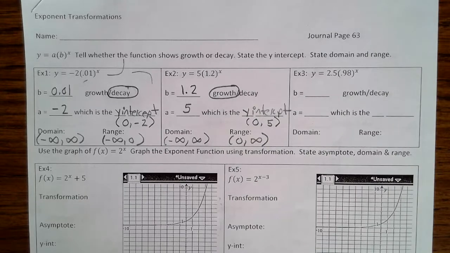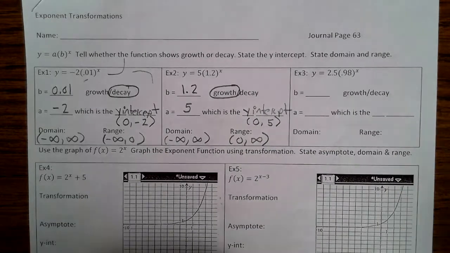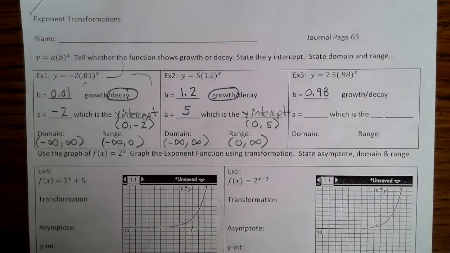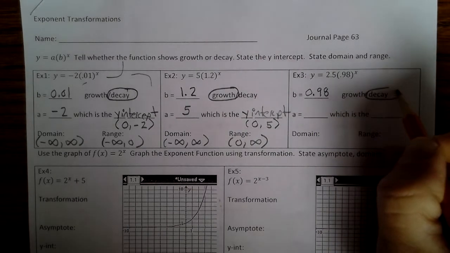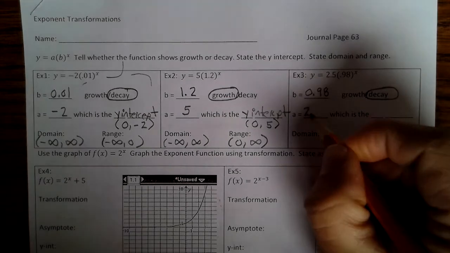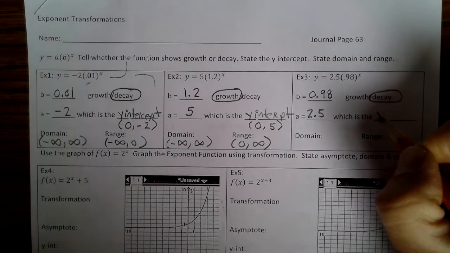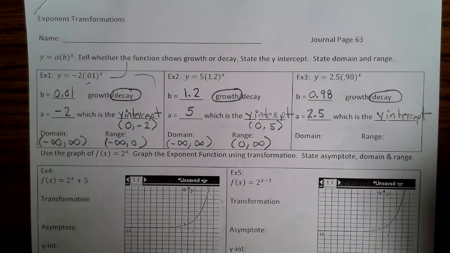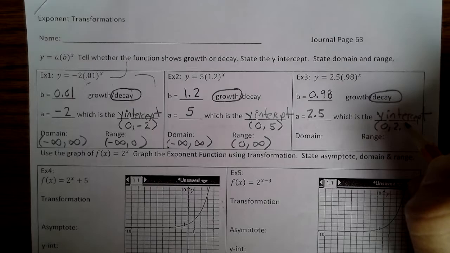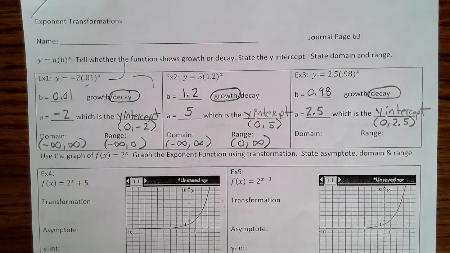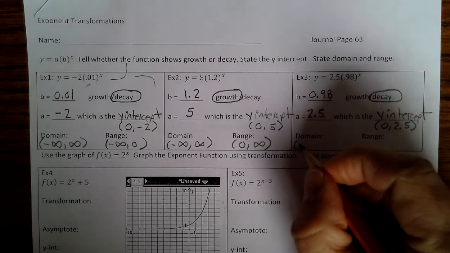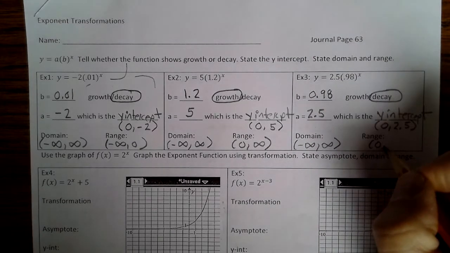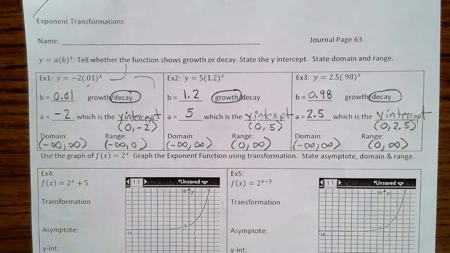All right, example 3. The b value is 0.98. Since it's less than 1, we know it's decay. The a value is 2.5, which is the y-intercept. So in this case, it's (0, 2.5). Domain is negative infinity to positive infinity, and range is 0 to infinity. All right, go ahead and finish up examples 1, 2, and 3.